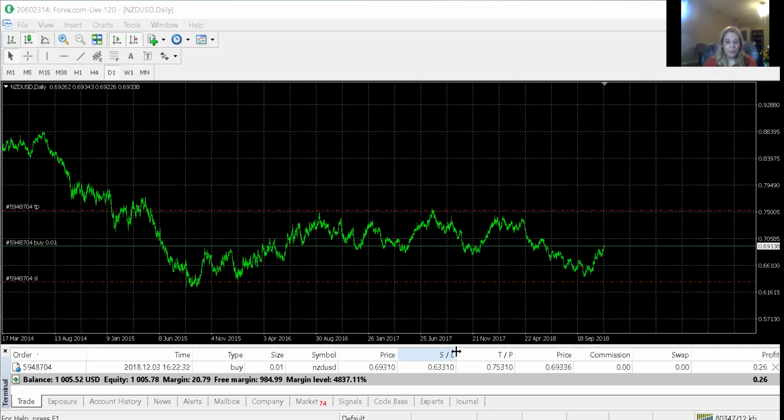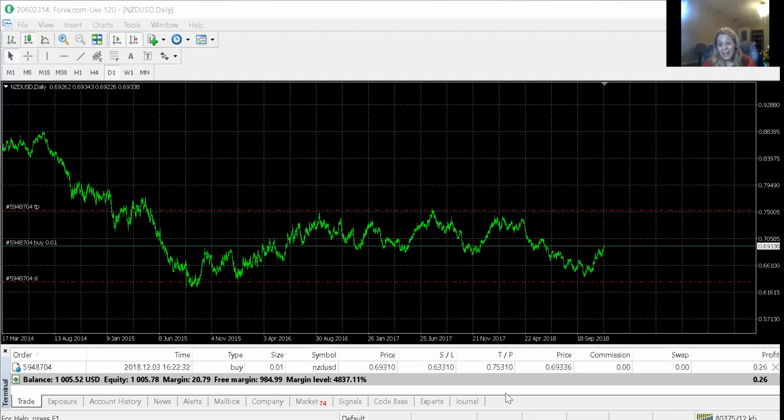So my entry price is at 0.69310. My stop loss is at 0.63310. And my take profit is at 0.75310. If you look at it, we are in profit. 26 pips. Can't complain too much.